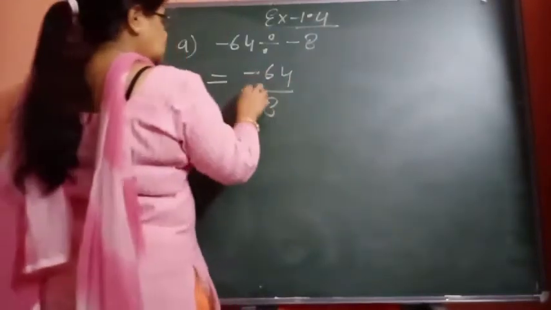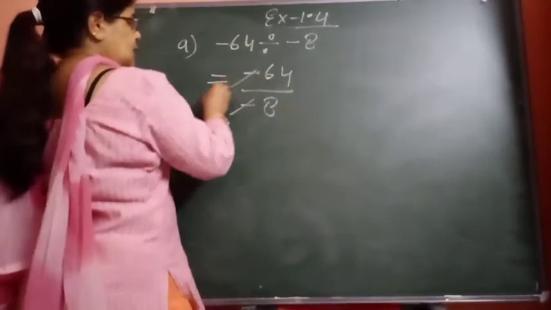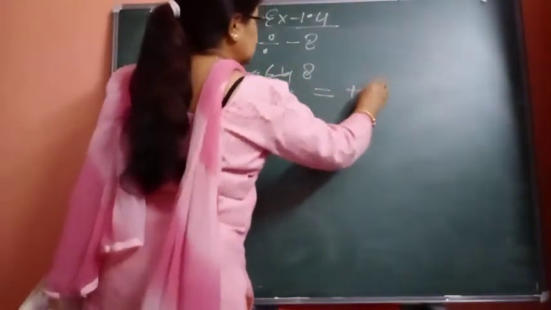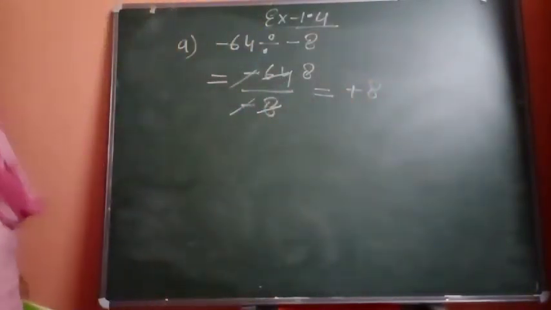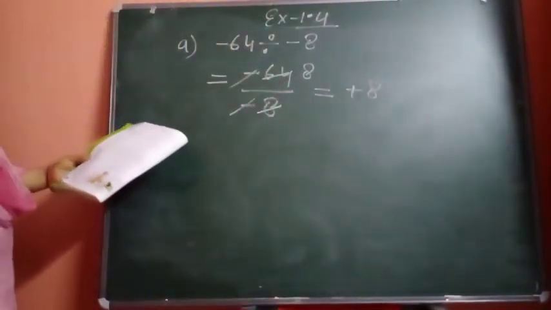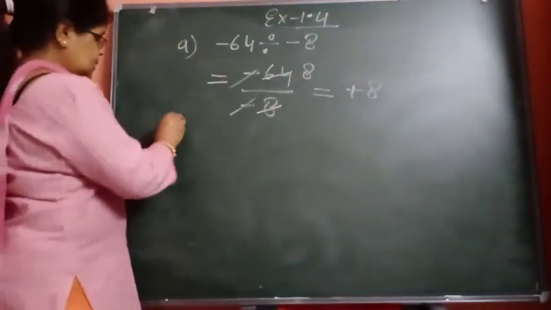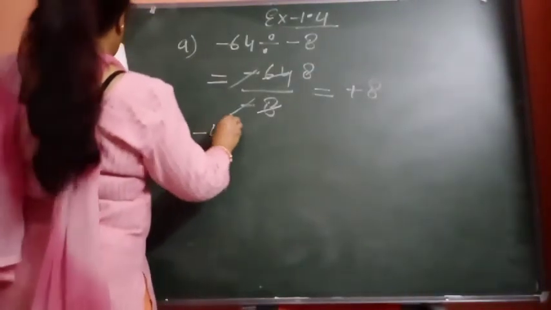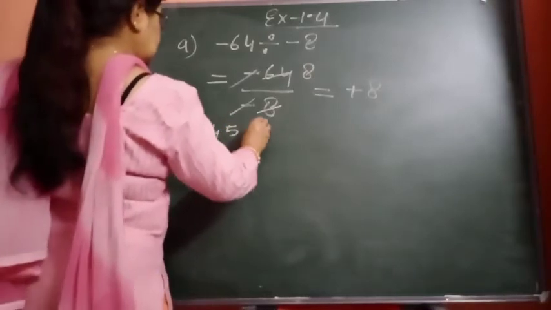If both the numbers have minus, they will cancel. 8 8s are 64. What will it come? Plus 8. Maybe you have understood. Okay, then one more I am taking, B part. That is minus 45 divided by 9.